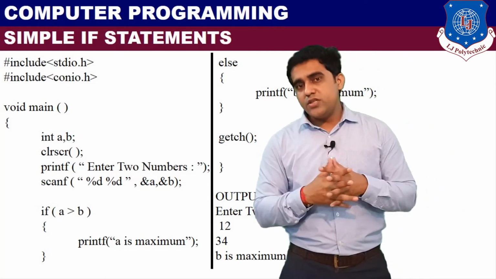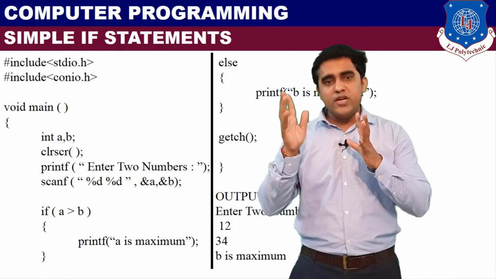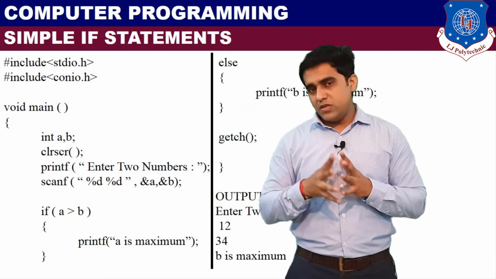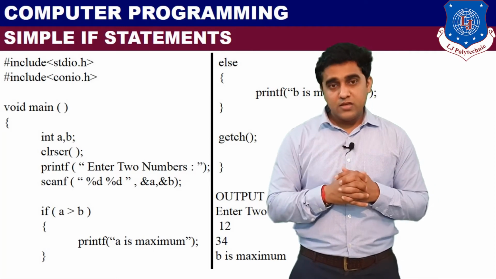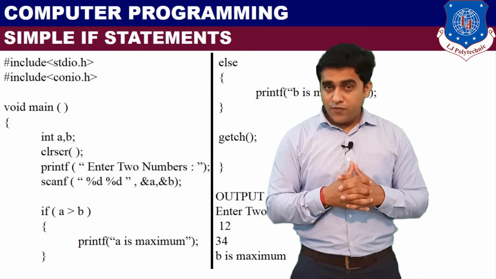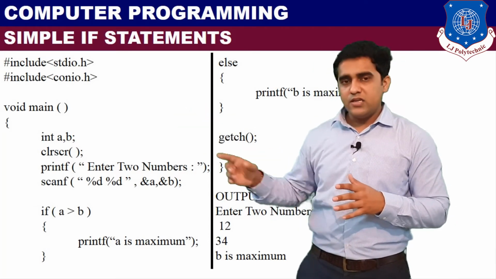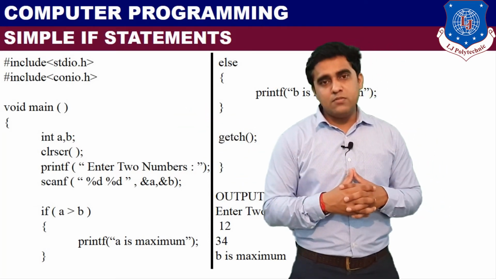If your condition is true, then a is the maximum number, so we will printf a is maximum number and closing bracket. And if your condition is false, that means it will move to the else part, and we will write curly bracket printf b is maximum number.